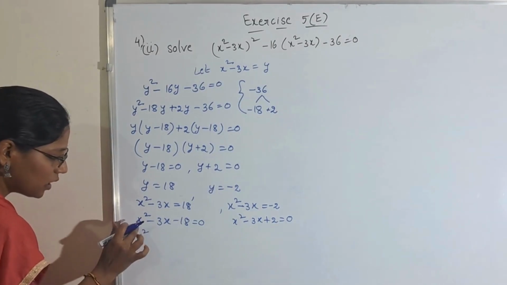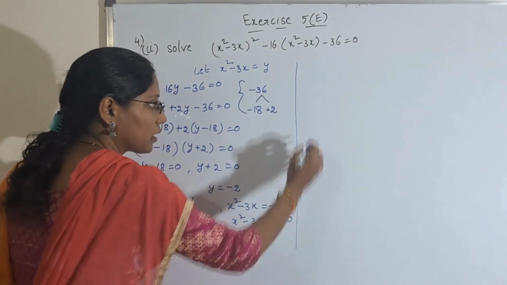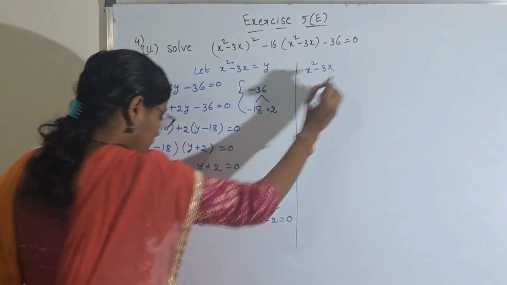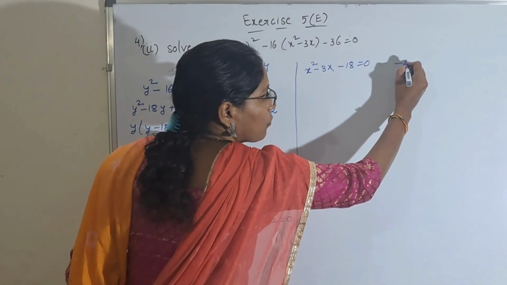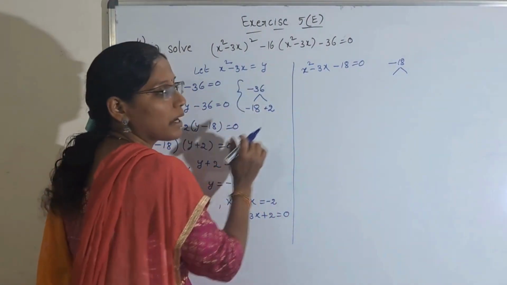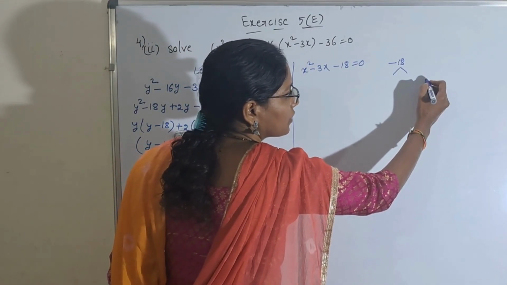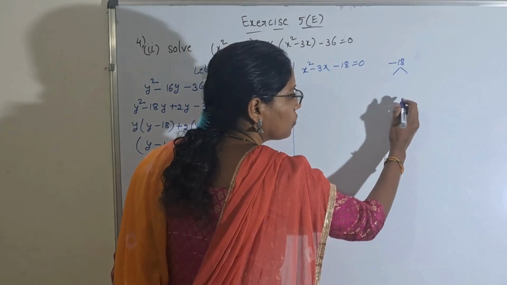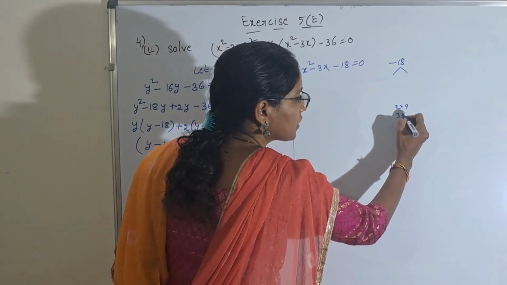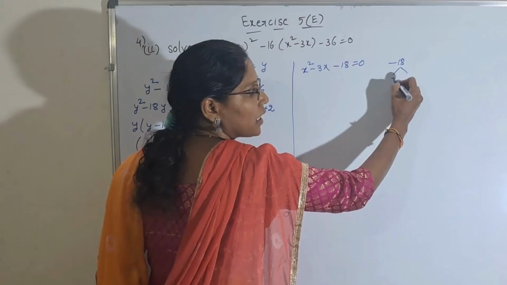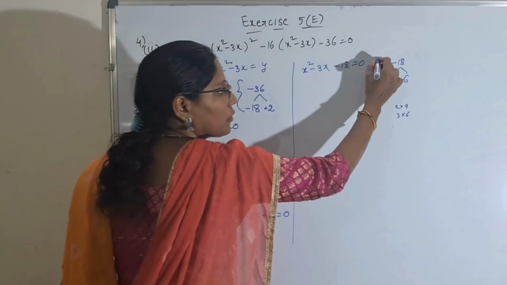Here x square, product is minus 18, sum is minus 3. We will take x square minus 3x minus 18 equal to 0. Product is minus 18, sum is minus 3. 2 and 9, just, are factors of 18. 18 factors: 2 nines and 3 sixes. Here 3 sixes we can take. Here minus 3 we need, so minus 6 plus 3 we have to take.